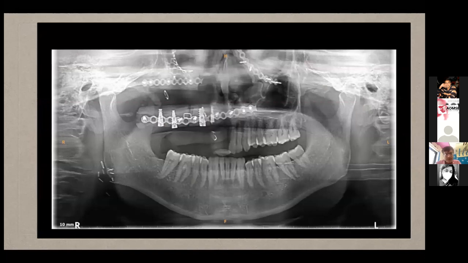This is the post-operative OPG and the post-operative CT of the patient. In this patient, we also used an orbital mesh to support the orbit, because the orbital floor was also removed.